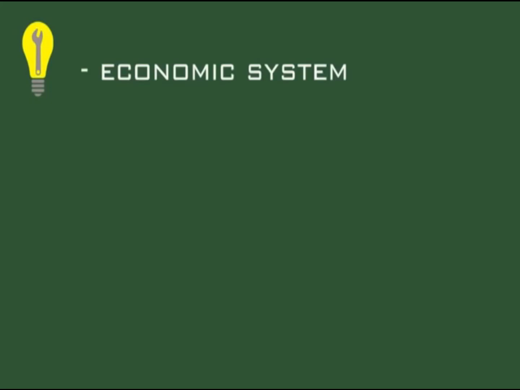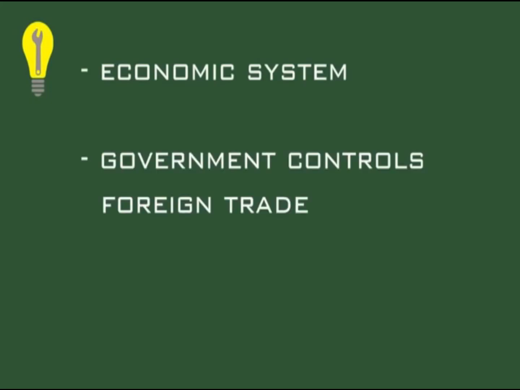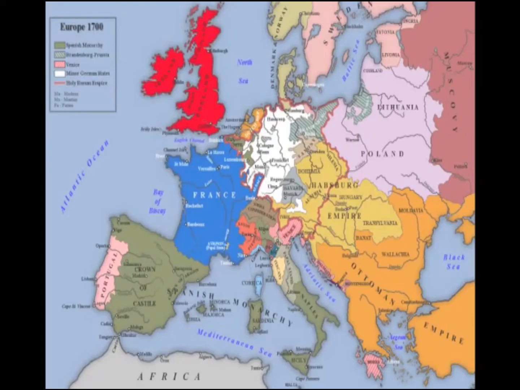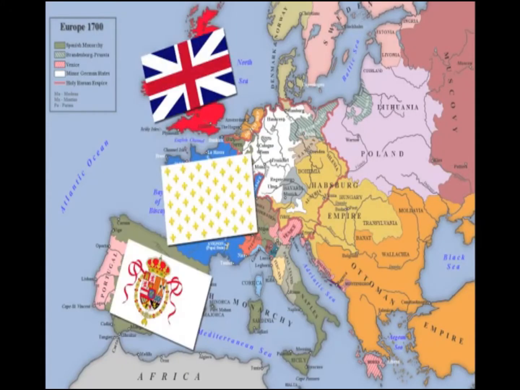Mercantilism is an economic system in which the government has control over foreign trade. It was used by European powers such as Britain, France, Spain, and so on, primarily from the 16th century through the late 18th century.